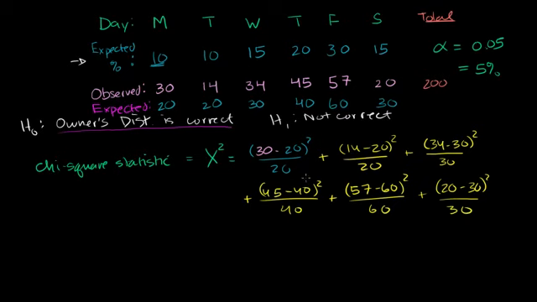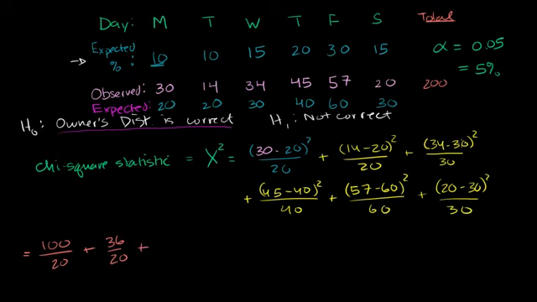Now, let's just calculate what this number is going to be. I'll do it over here so we don't run out of space, in the orange. This is going to be equal to, 30 minus 20 is 10 squared, which is 100 divided by 20, which is 5. I might not be able to do all of them in my head like this, so let me write it this way, just so you see what I'm doing. This right here is 100 over 20. Plus, 14 minus 20 is negative 6, squared is positive 36. So plus 36 over 20.